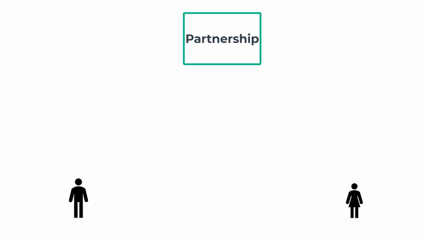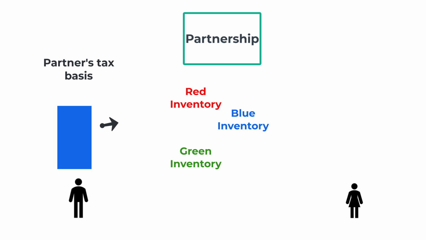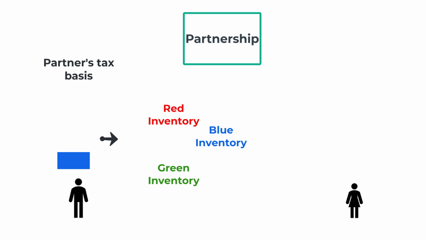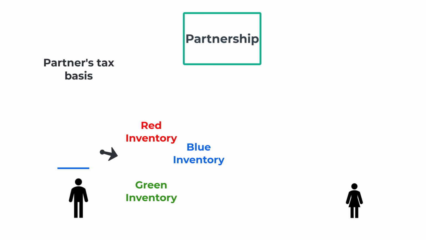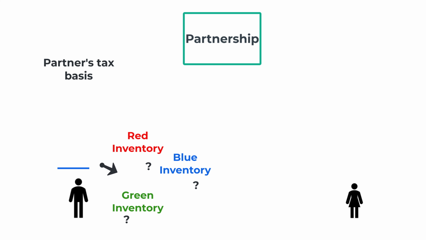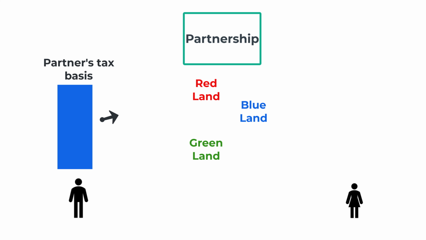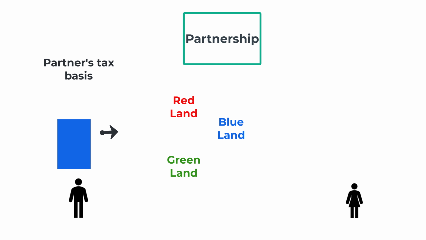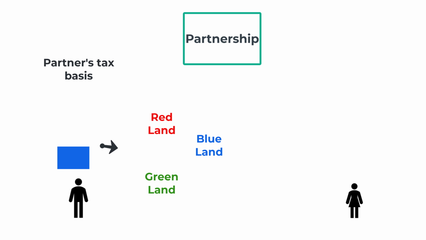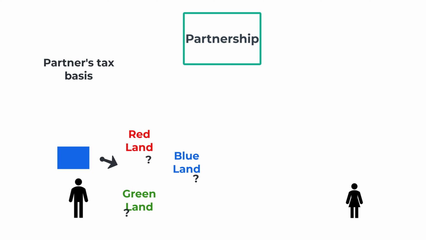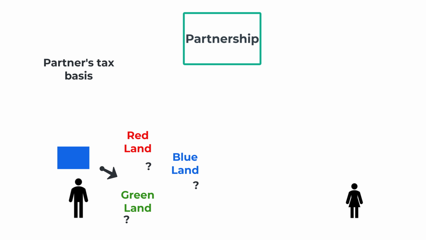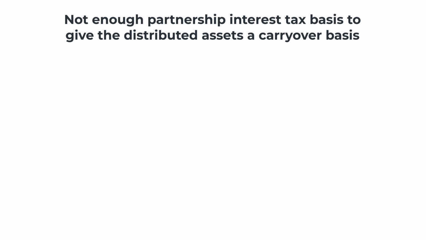Now it's time to see how to spread the tax basis around to multiple assets within the same category. For example, what if there isn't enough tax basis to give all the ordinary income assets a carryover tax basis? How do we spread the shortfall? Or what if there is remaining partnership tax basis in a liquidating distribution and all of the Section 1231 assets and capital assets are already at carryover tax basis? How do we spread the excess tax basis to these assets? Let's state the rules and then do some examples.